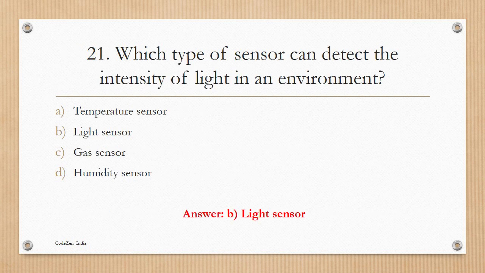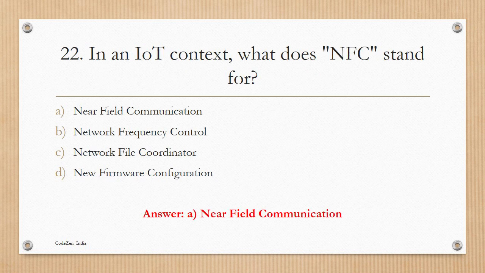21. Which type of sensor can detect the intensity of light in an environment? A. Temperature sensor. B. Light sensor. C. Gas sensor. D. Humidity sensor. Answer: B. Light sensor.